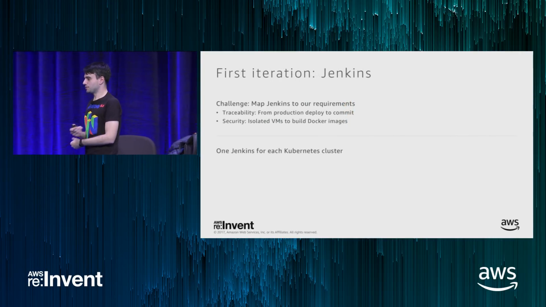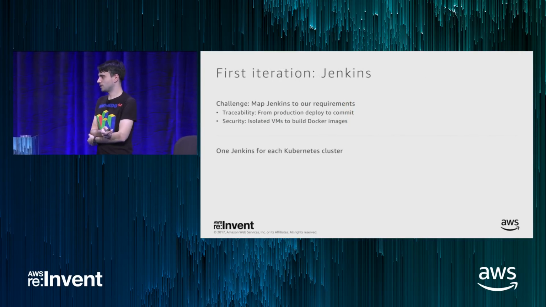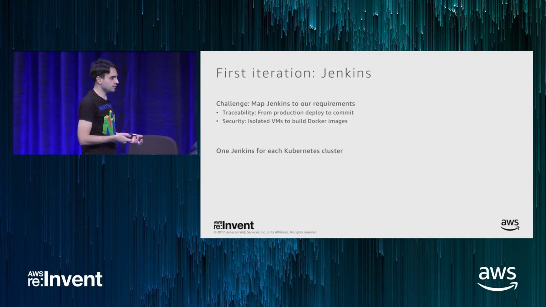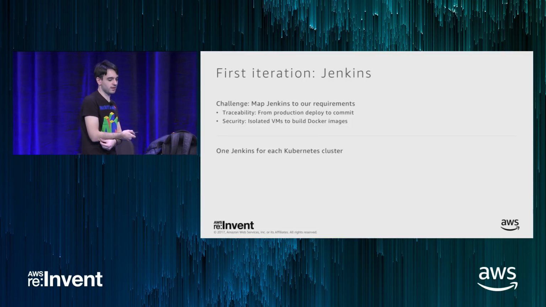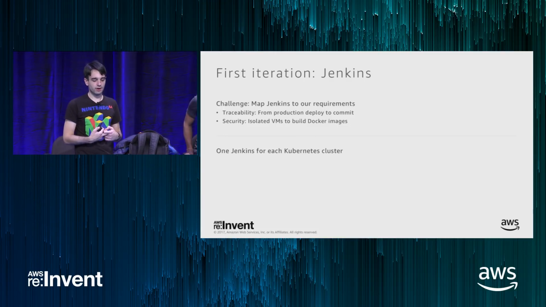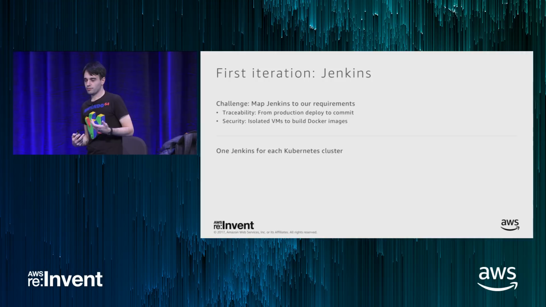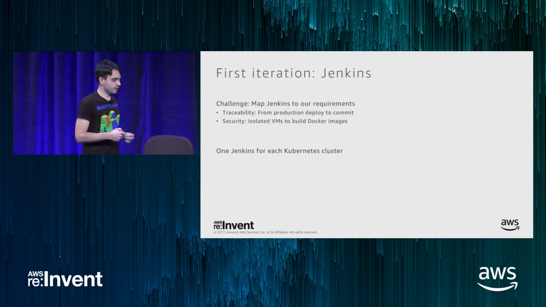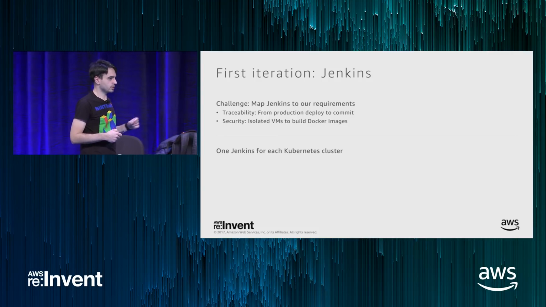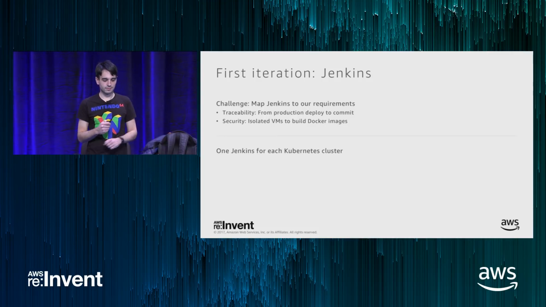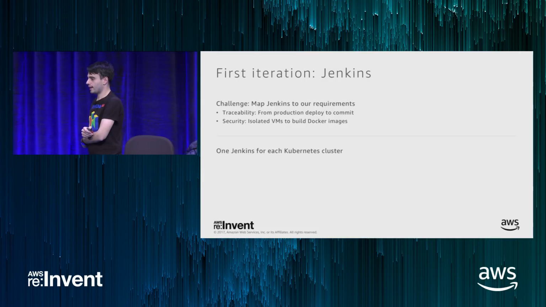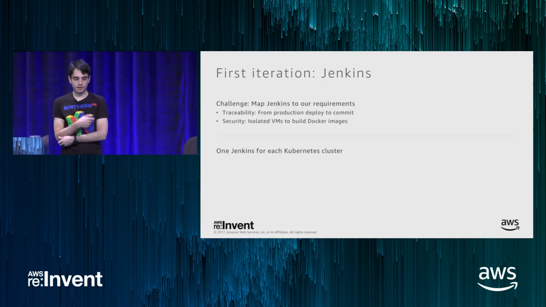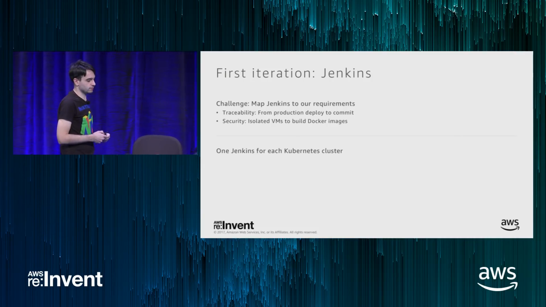So in the first iteration, we started with Jenkins. That's the obvious one, the one we were already using and were familiar with. The challenge that the team working on this topic had was really to map Jenkins to our organizational requirements. One of them, for example, and this is not a complete list, is traceability: given a production deployment, what was the code commit that originated this deployment? And security: how to build really secure images with isolated VMs or containers and so on and so forth.